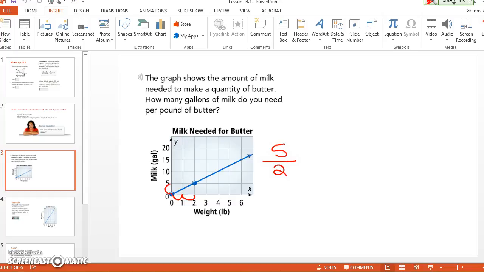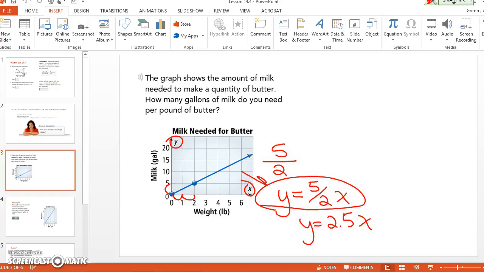Let's just use x and y, because it's on our graphs. Or we could have 5 over 2x. Either one of those equations would be fine. Now I'll tell you, in algebra next year, we will use this exclusively. So it is fine with me for you to leave them as 5 over 2. But in this situation, since we're talking about pounds of butter, it doesn't make sense to say you need 5 over 2. It would make more sense to say 2.5. So it just depends on the problem.